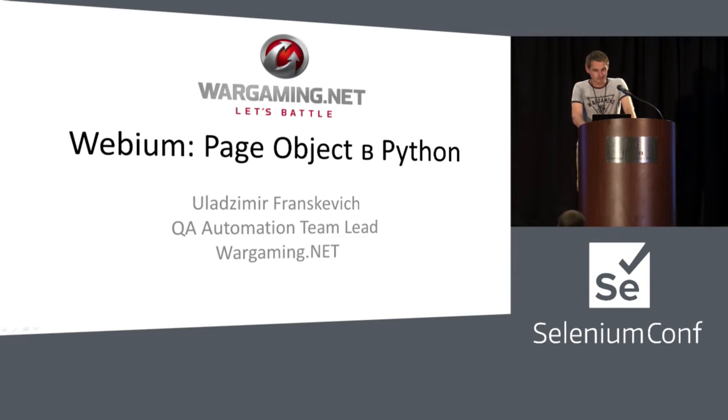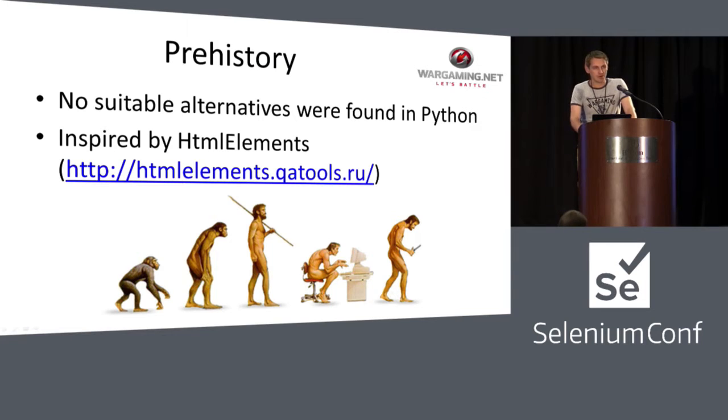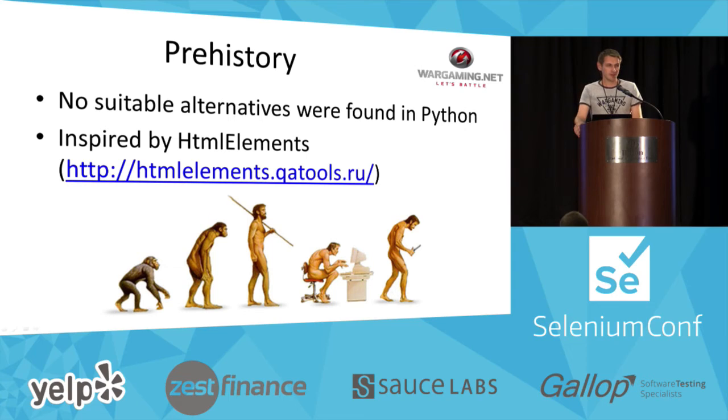So I'll start from a short prehistory. Two years ago, all automation stuff in Wargaming was done in Java. At the same moment, product development mostly used the Python stack. It was strange and inconvenient because you can't talk to developers using the same language. You can't use their expertise and their experience. On the other hand, developers can't help you with test development stuff.